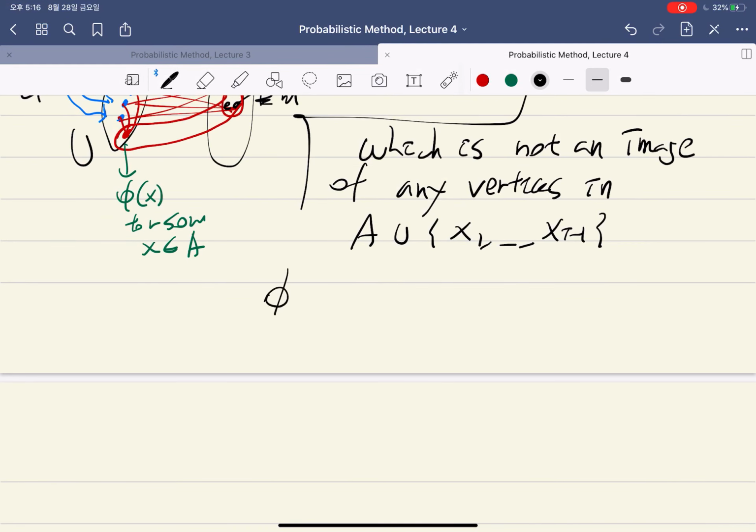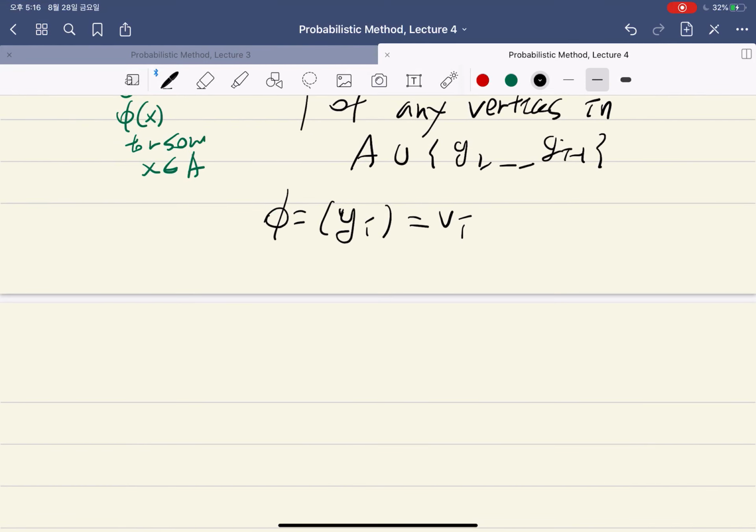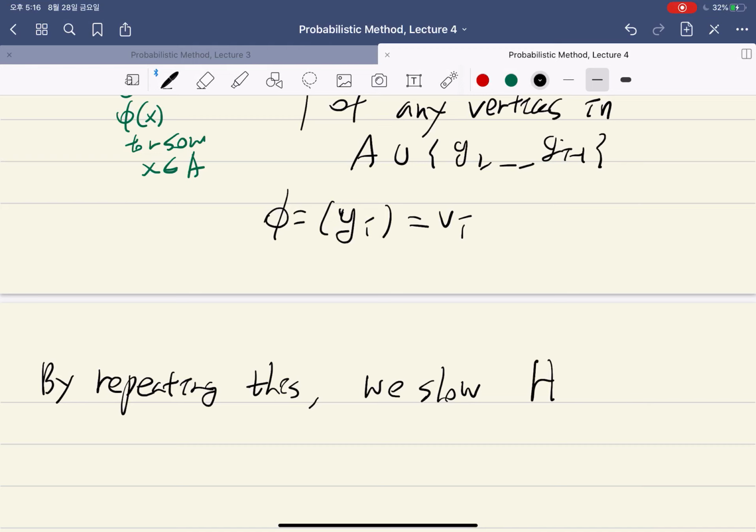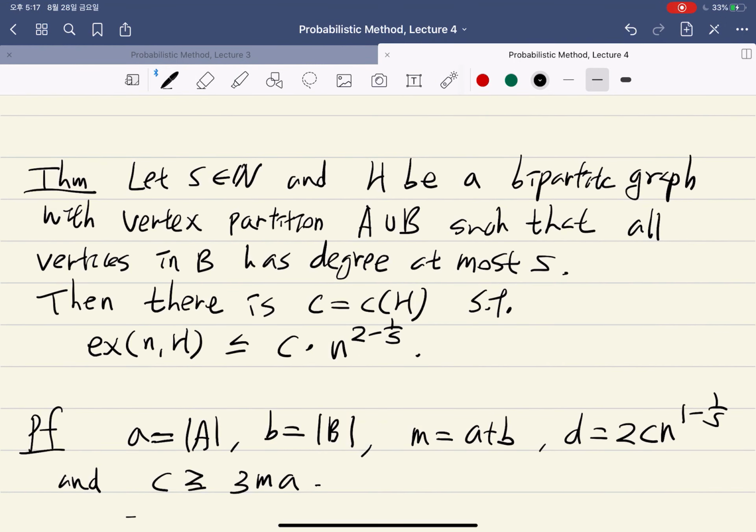So we map yi into vi, and we just repeat this. We show that H is a subgraph of G. So this proves this theorem, which shows an upper bound on the extremal number of the bipartite graph whose one part has bounded maximum degree.